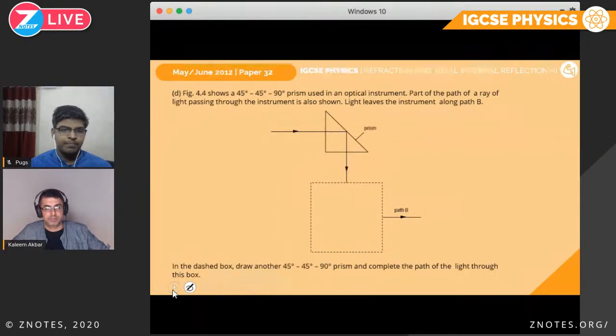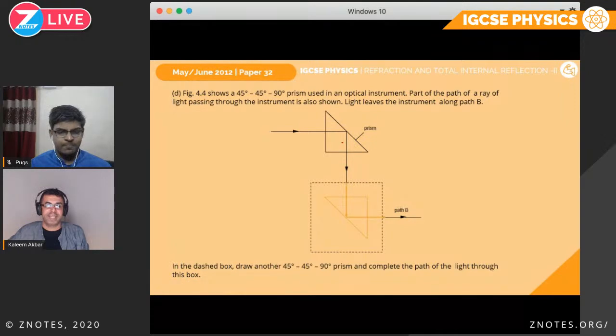And then next, figure 4.4 shows a 45-45-90 prism used in optical instruments. Part of the path of the ray of light passing through the instrument is also shown. Light leaves the instrument along B. Now, this does take a lot of getting used to for students.